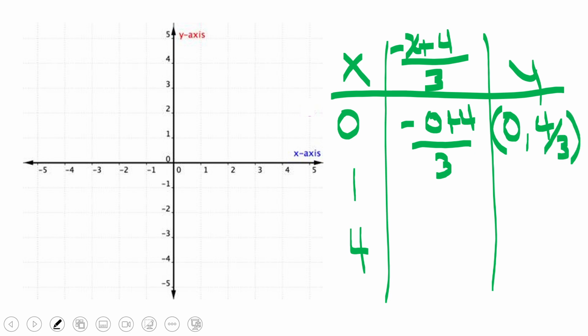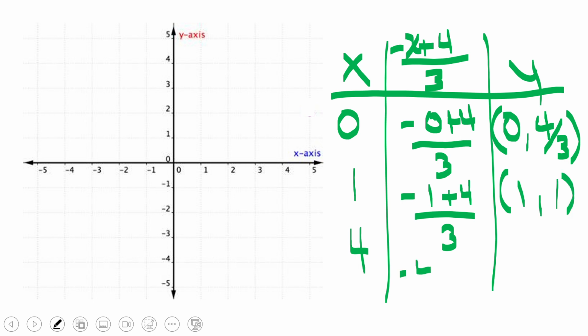Alright, negative 1 plus 4 over 3. If x is 1, then negative 1 plus 4 is 3, and 3 over 3 is 1 for the y. Then negative 4 plus 4 over 3: negative 4 plus 4 is 0, over 3 is 0/3, a total of 0 for our y.